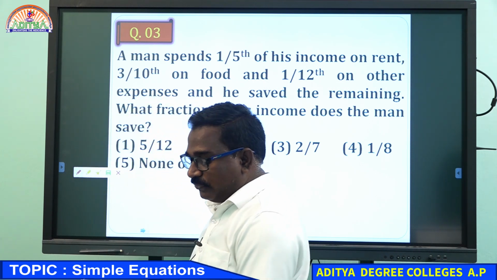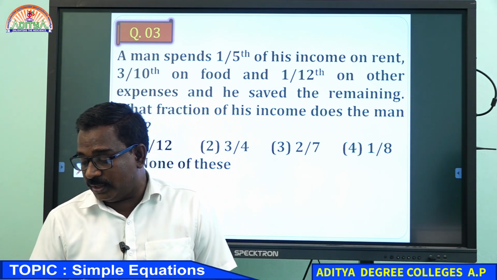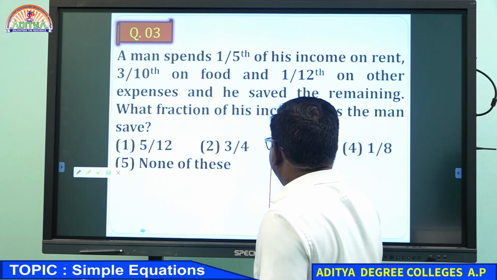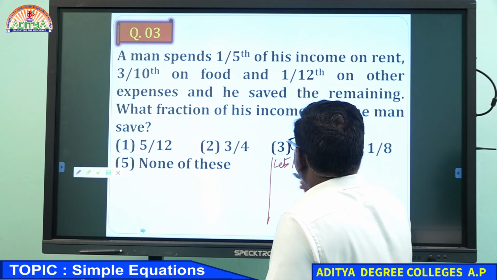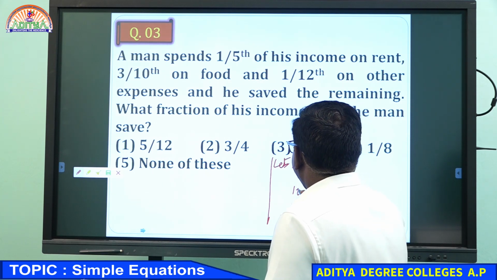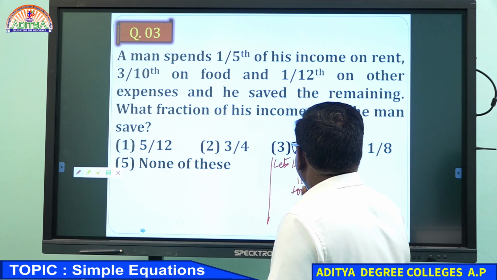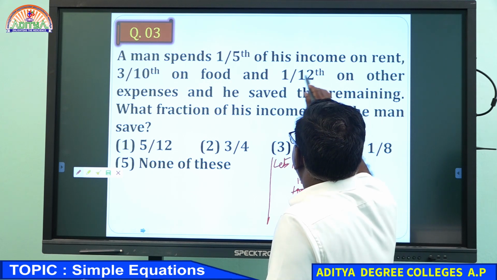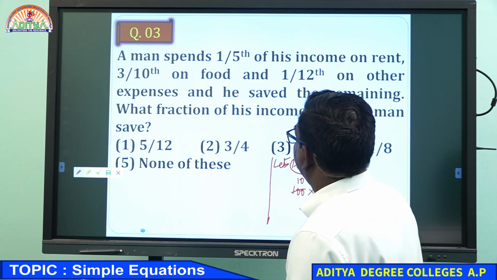5/12, many have written 5/12. Very good, correct answer. Suppose we take the amount as 100 rupees. Then 1/5 means 20 rupees, and 3/10 means 30 rupees. So 50 rupees is already spent on food and rent, and 50 rupees will remain.